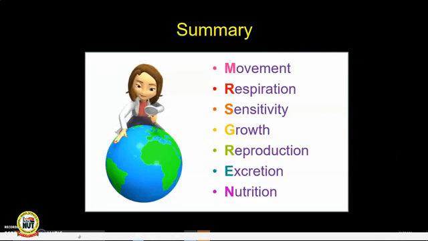Ladies and gentlemen, this lesson is going to be a very precise and simple one. Let's quickly look at the summary of what it takes to be a living thing. The first one we said is movement. The second one is respiration. The third one is sensitivity or irritability. The fourth one is growth. The fifth one is reproduction. The sixth one is excretion. And the seventh one is nutrition.